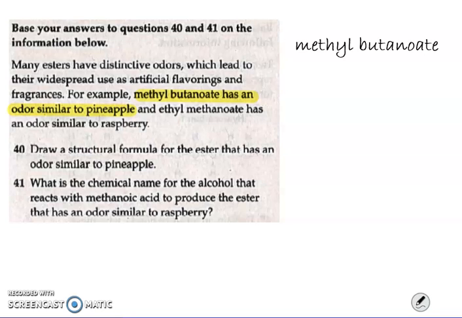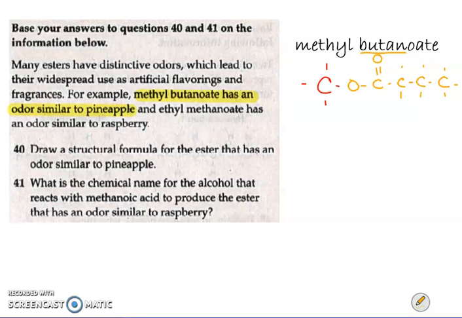The methyl part is a single carbon. It is attached to the butanoate. The butanoate is where you have the single bonded oxygen, a carbon with a double bonded oxygen, the carbonyl group, and then you have 3 other carbons because it's butane. So there's 1, 2, 3, 4 carbons. They all have hydrogens saturating them. And so our methyl butanoate, its structural formula is that right there.